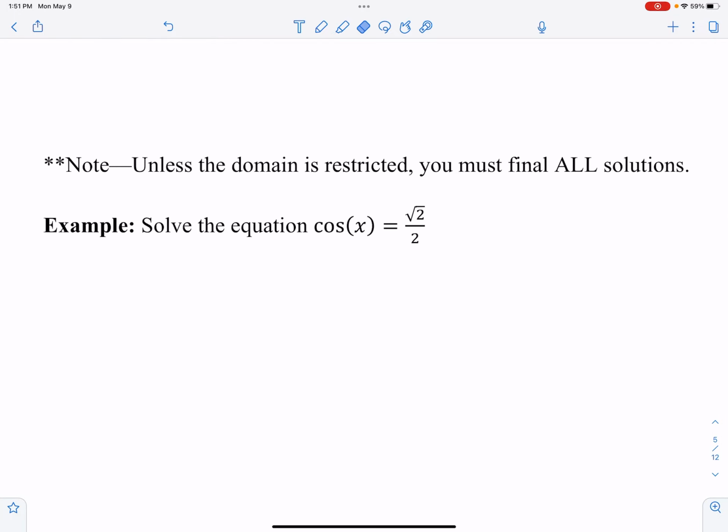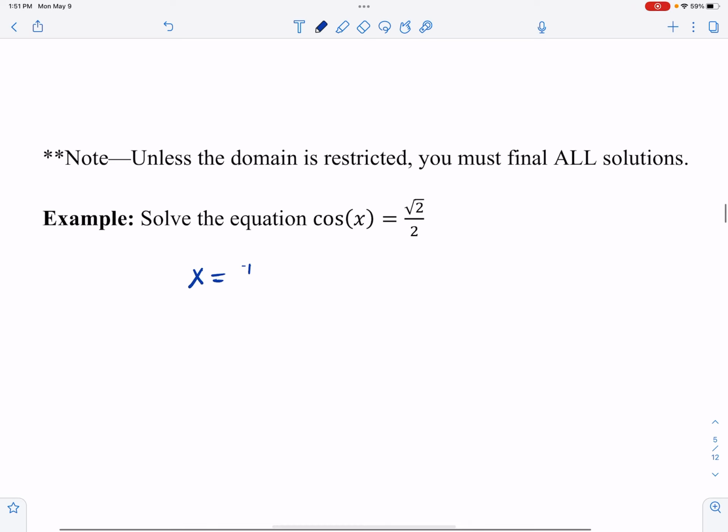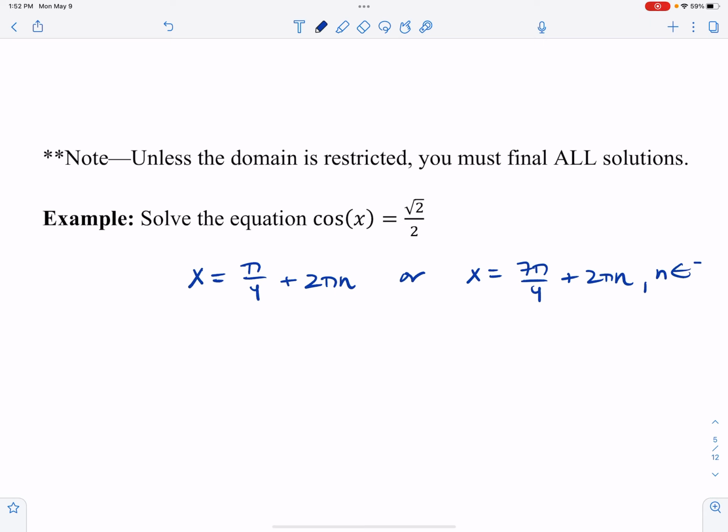So it's just important to recognize that unless the domain is explicitly stated, you're solving for all real numbers. Like you're coming up with the general solution set. So again, something like this, root 2 over 2 is on the unit circle. I think, okay, well, cosine is positive in quadrant 1 and quadrant 4. The angle from quadrant 1 that would make this a true statement would be pi over 4, and then I need to add 2 pi n to include all of its coterminal angles. And then the angle from quadrant 4 that would make this a true statement would be 7 pi over 4. I need to add all those coterminal angles. And don't forget to define n as an element of the integers.